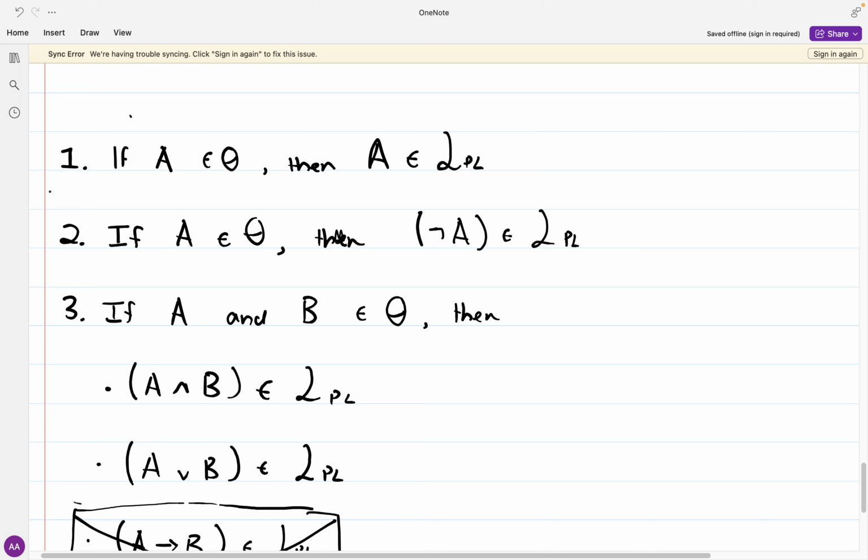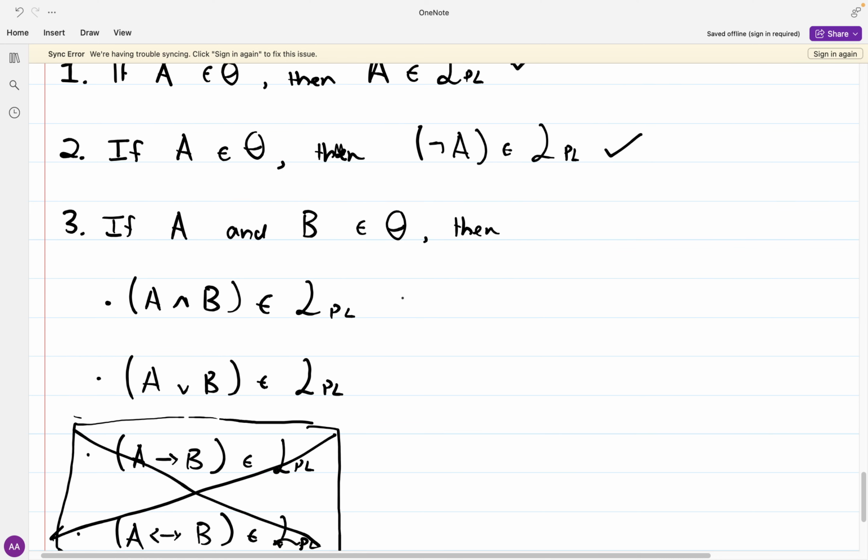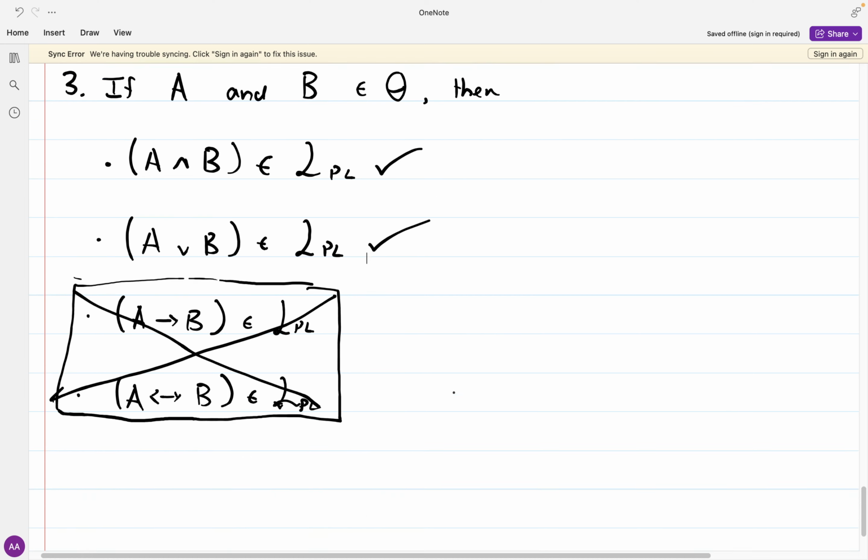The first rule is that if A is a proposition, a primitive sentence, as in it is a part of the class of things that are propositions, then A is a member of the language of propositional logic. We've got that first thing ticked. The next one: if A is a member of this particular class of propositions, then at the same time, the negation of A also has to be part of the language. We have that. And then finally, if we have A and B as part of this propositional logic, then the conjunction of the two is as well, as is the disjunction of the two.